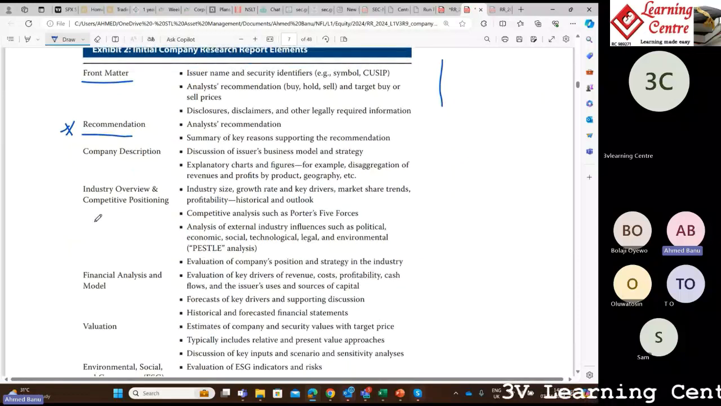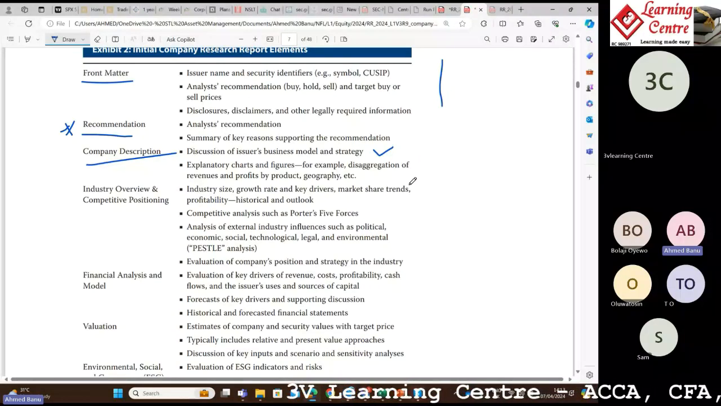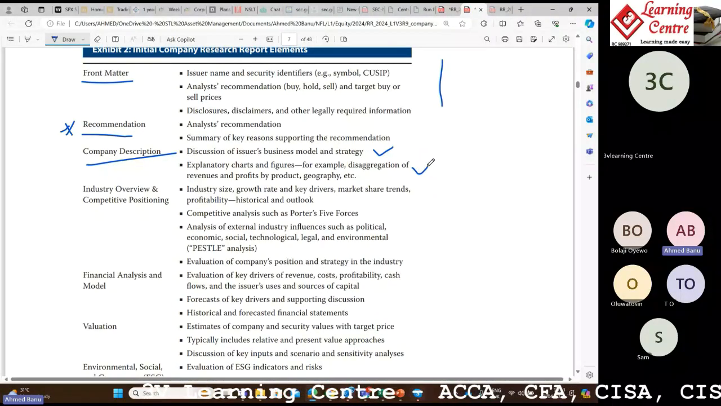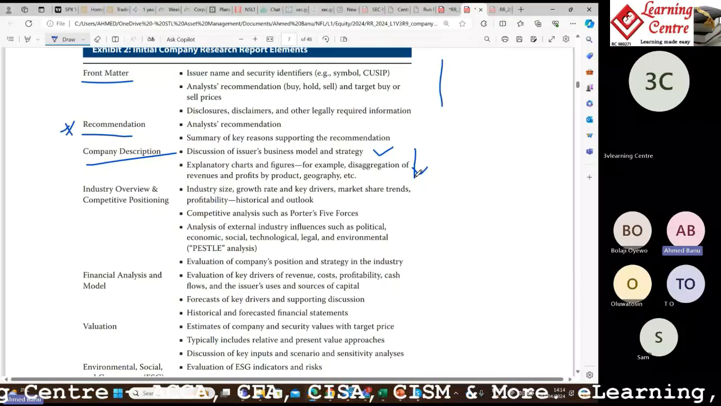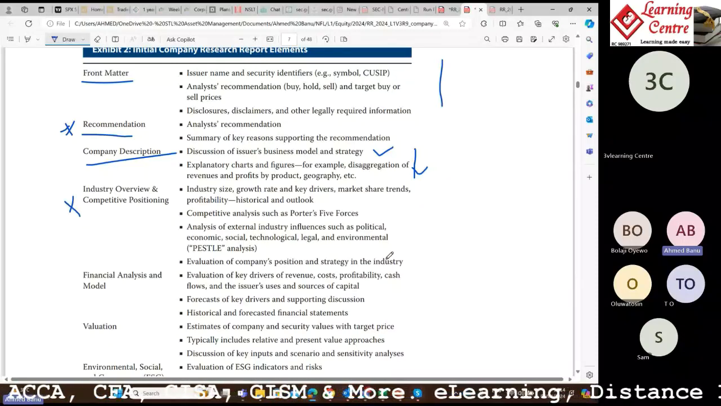Now we dive into the company's description. What is the company's business model and strategy, which is what we're talking about now. Then if you have any charts that talk about the products, the revenue, and all that. So these are the two things we're going to be focusing on today. Then we look at the industry overview and competitive positioning, part of what we're going to look at next week.